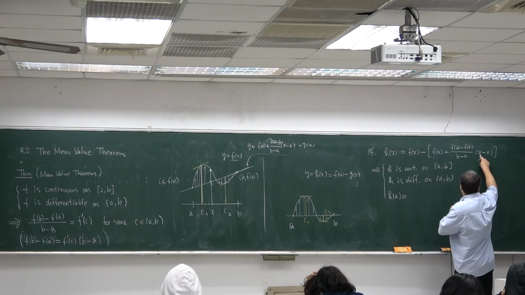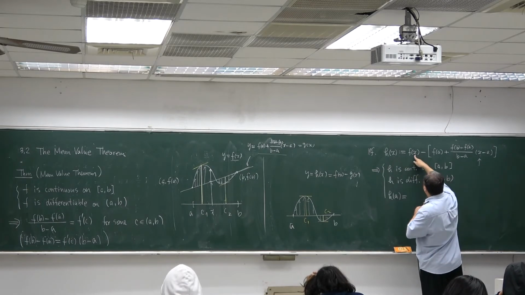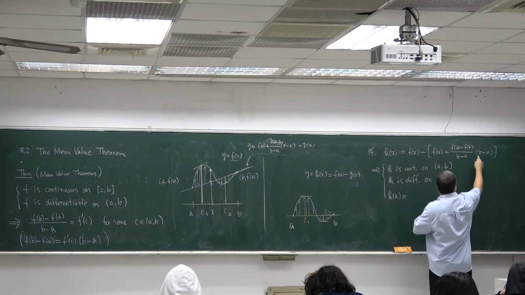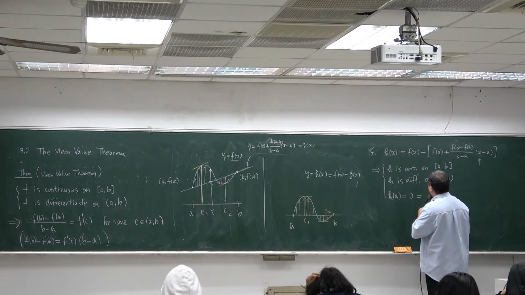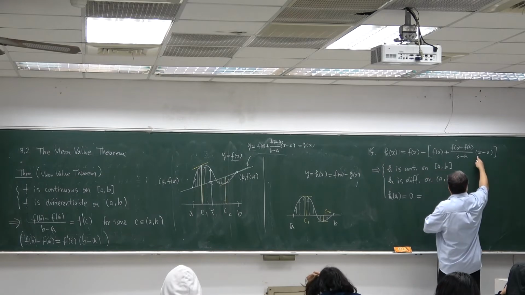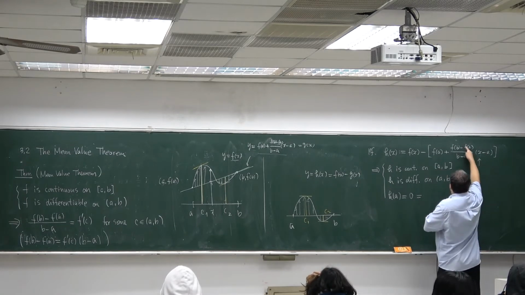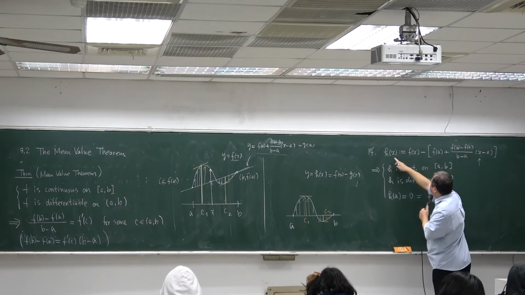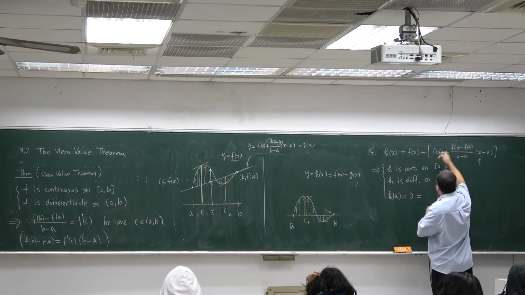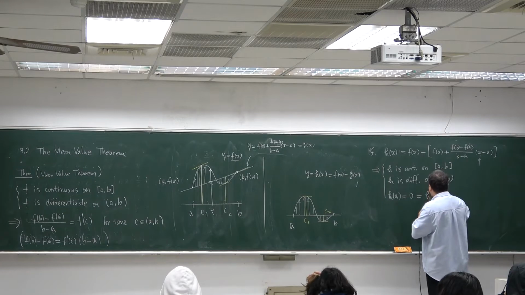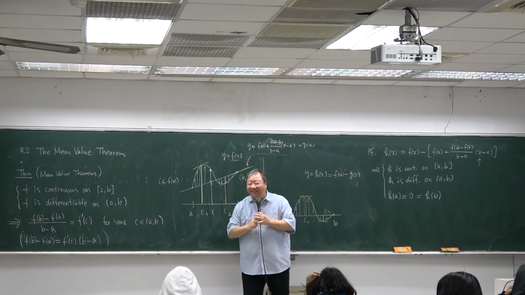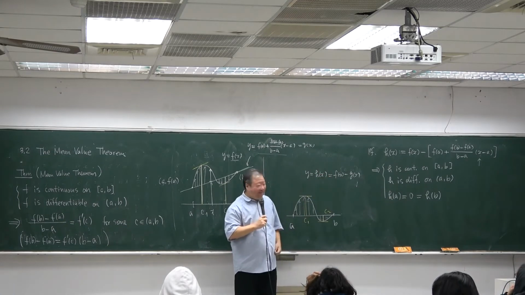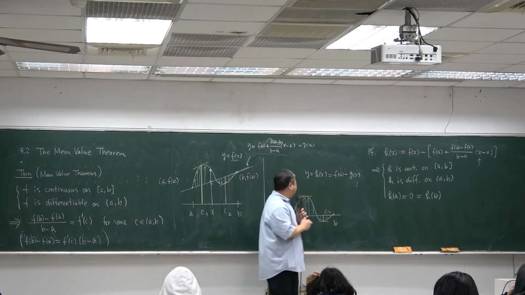If x equals a, f of a cancels, a minus a is 0. H of b: b minus a cancels, f of a cancels, and f of b also cancels, giving 0. Yes. This is h.